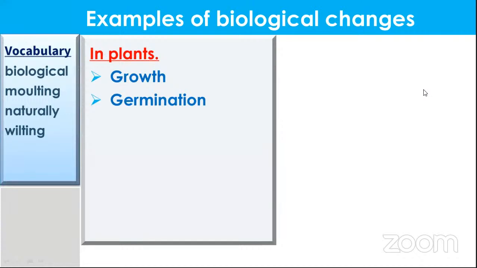Germination is the transfer of a seed into a seedling. Use a different word apart from transfer. Who can put it in a better term? Germination is the growing of a seed into a seedling. Very good. Or you can also say germination is the development of a seed into a seedling. A young plant is called a seedling.